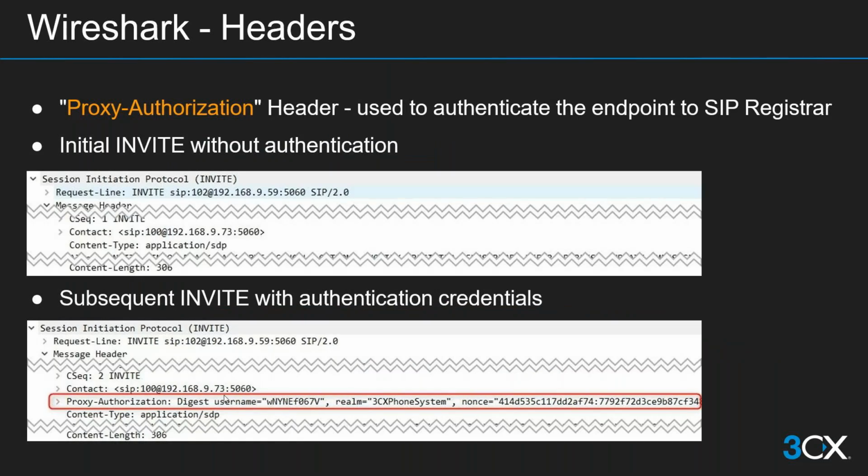The proxy authentication header is used to authenticate the endpoint to the SIP registrar. The initial invite is without the authentication, again, because originally SIP was meant to have two IP phones talking with each other. So you go from one IP to the other IP and then it's just ringing. The invite here, you see between the contact and the content type is empty. Down here, we have the proxy auth inside. We have the username, the realm, and then we have the nonce.